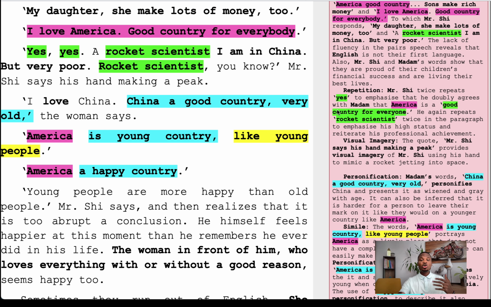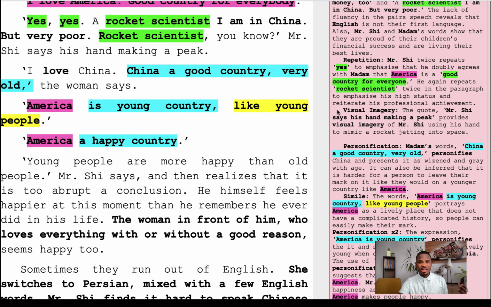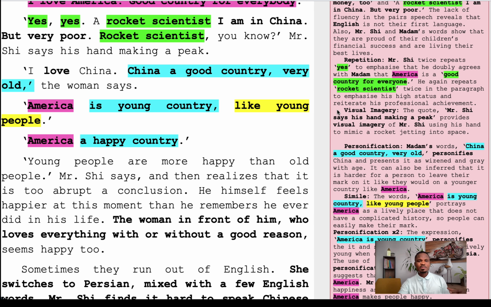Then we also see the use of multiple personifications as well. Now observe that as Mr. Chi and Madam speak, they speak with rich words. The richness of their words is seen in the figurative language with which they express themselves. And you know that Chinese and Persian are languages that are fused with very rich words and proverbs and those kind of expressions.